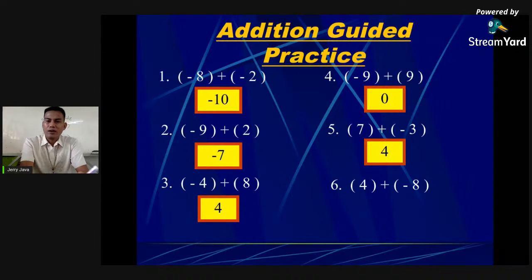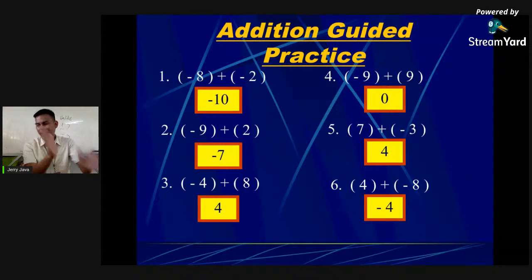Okay, let's try. We have 4 plus negative 8. Unlike signs or different signs, what you're going to do is subtract. 8 minus 4 gives you 4. Now, what's the sign of 4? What's the bigger number, 4 or 8? It's 8. What's the sign of 8? Negative. So your answer is negative 4. Yay! Negative 4.